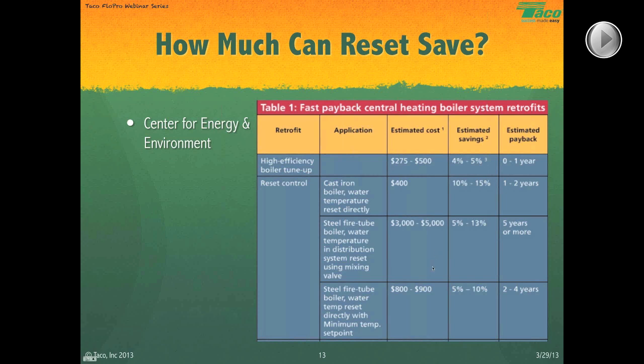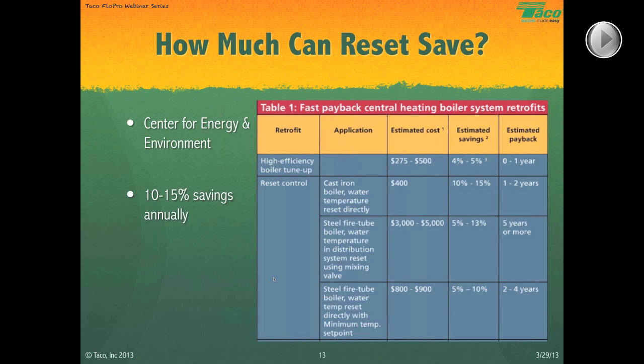Adding outdoor reset to a cast iron boiler, not going below 140 degrees to keep it from condensing, you can cut fuel consumption 10 to 15%, which isn't anything to sneeze at. If you got a $2,000 a year oil bill, 15% is $300. All right, that's attention-getting money right there. So, those are things to consider. And if you look up the American Center for Energy and Environment online, you can actually download a copy of their report. It's an independent report. You can show it to your customers.